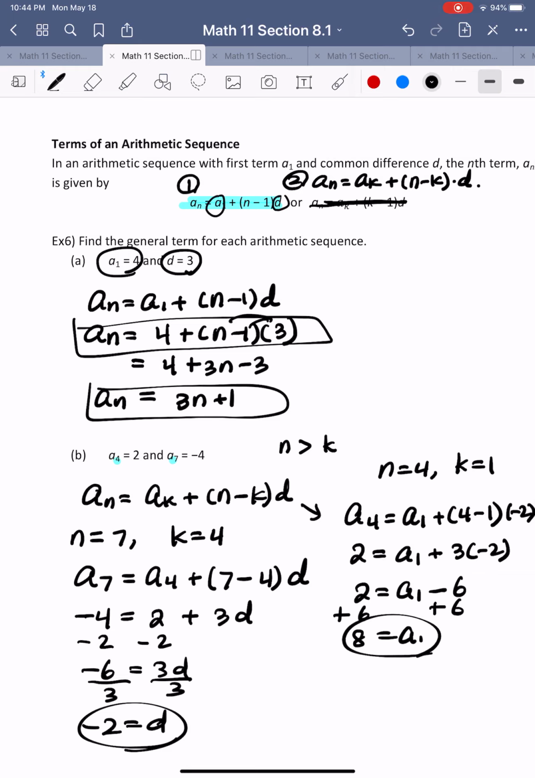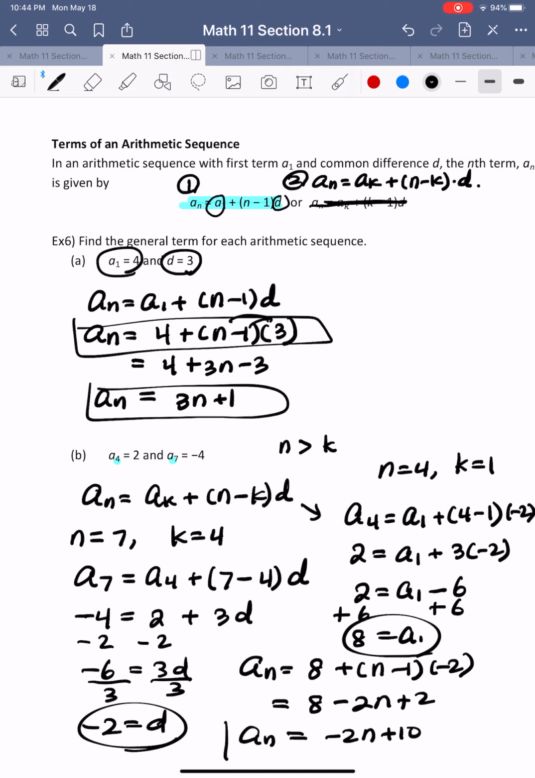Alright, now we are ready to write this. A sub n is a sub 1, which is 8, plus n minus 1 times d, which is negative 2. When you distribute, I got negative 2n plus 2, so I got negative 2n plus 10, which is a sub n. Which means now you can find any term in that sequence.